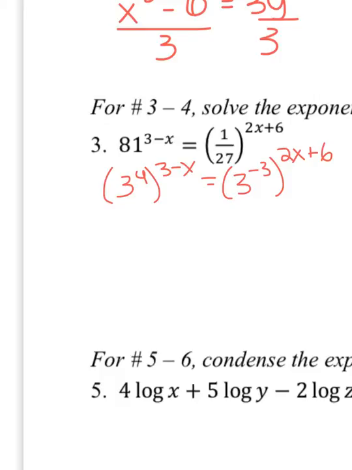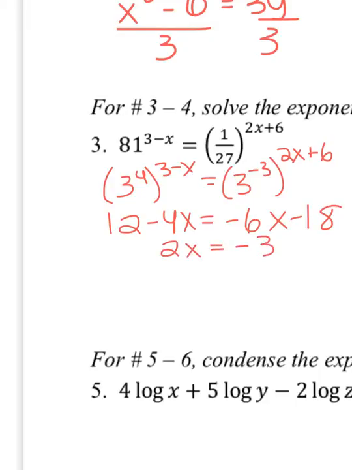4 times 3 minus x is 12 minus 4x, equals negative 6x minus 18. That is going to end up giving you, if you add the 6x, you get 2x. If you subtract the 12, you get negative 30. And x is equal to negative 15. When you plug that in, it does work.